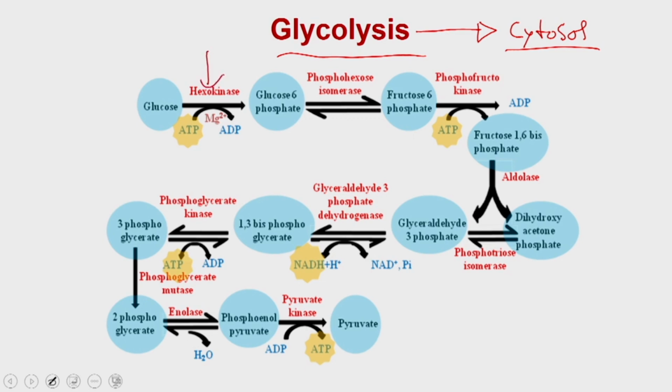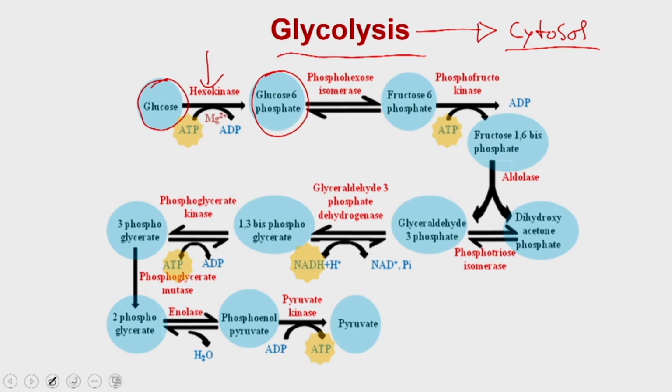So, the hexokinase utilizes the glucose. It can utilize any 6 carbon sugar, and with the help of ATP and magnesium as a cofactor, hexokinase generates glucose 6 phosphate, and then glucose 6 phosphate is being isomerized into fructose 6 phosphate.